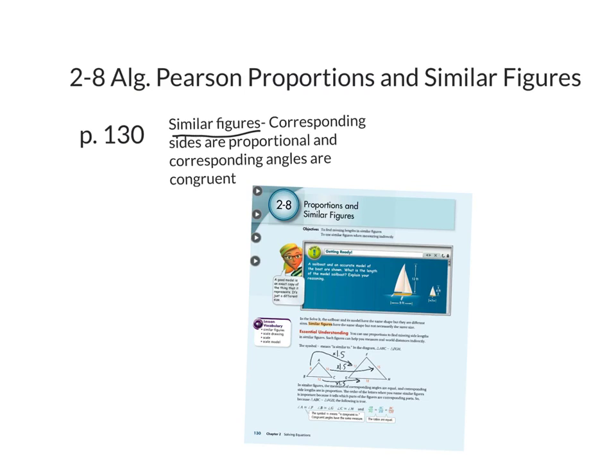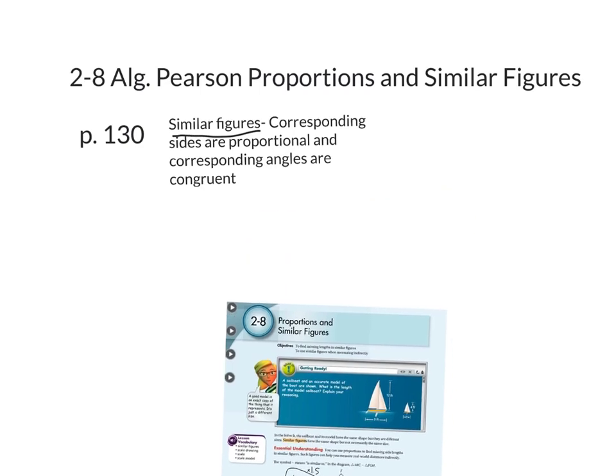Page 130, section 2.8 is on proportions and similar figures. So we've already talked about proportions. We're going to talk about how that relates with similar figures and finding missing measurements.